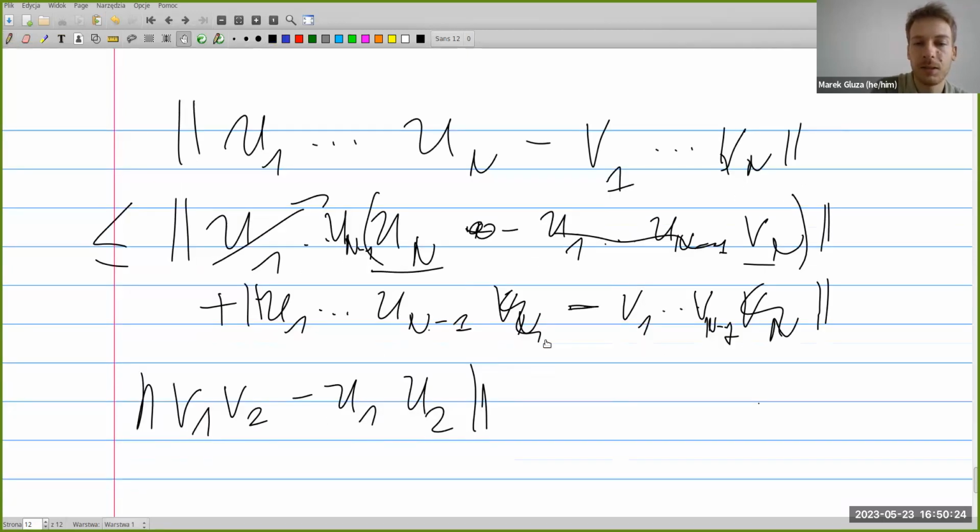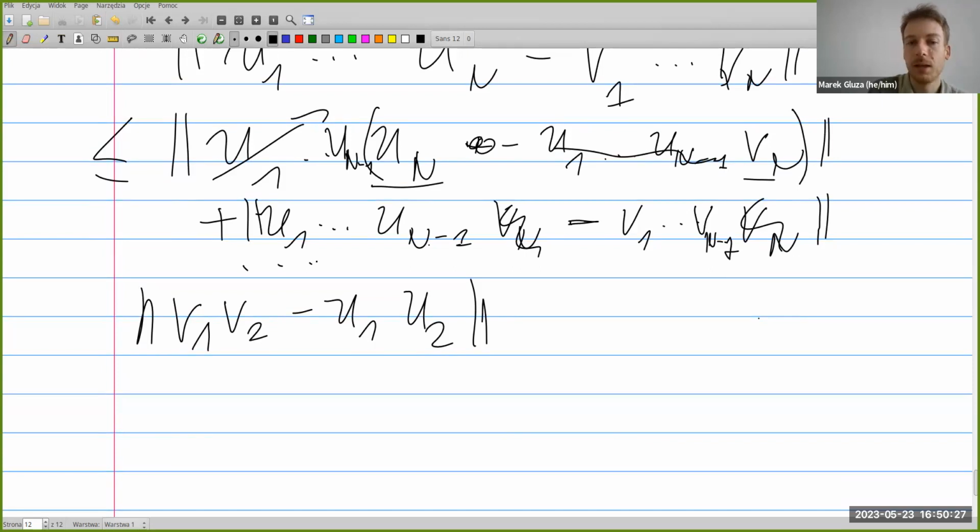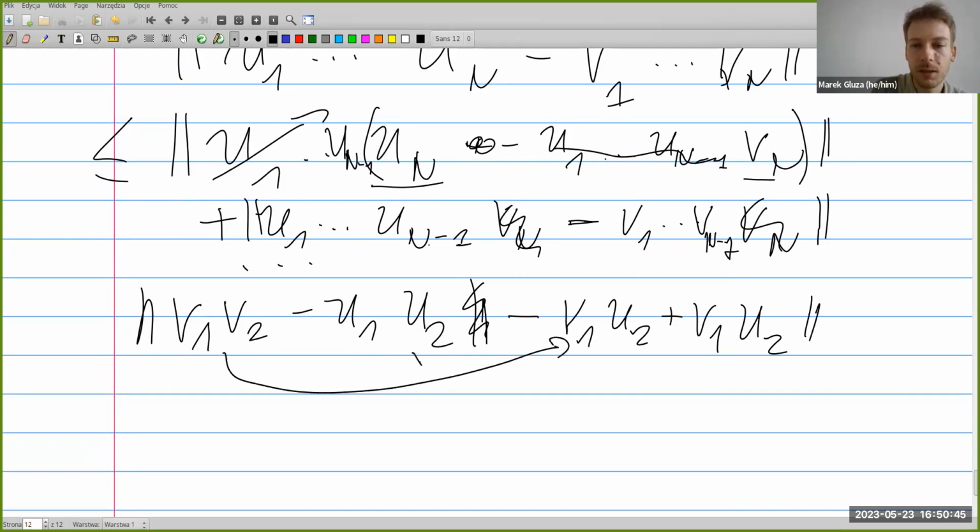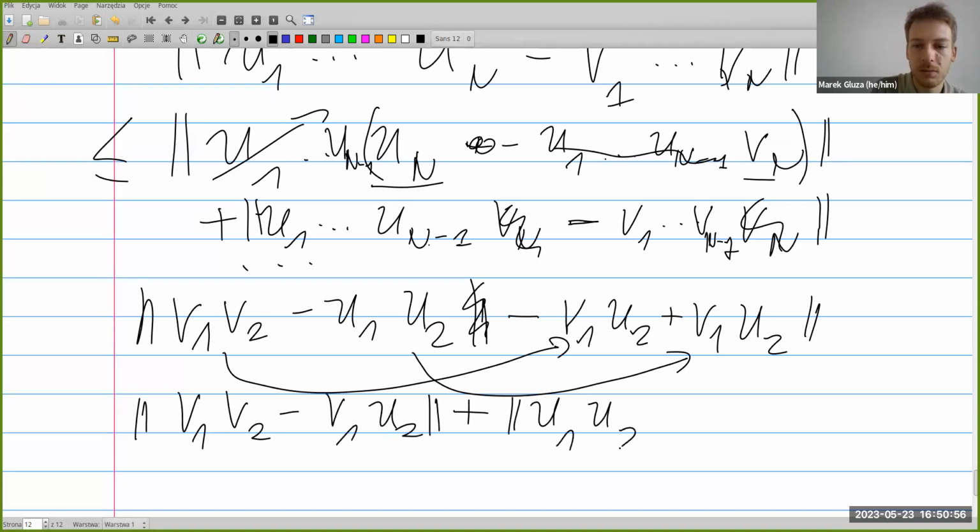So now this one will be easy. So dot dot dot, right? And so let's do this one. V1 v2. Let me add minus v1 u2 plus v1 u2, right? So this one goes with this one, and this one goes with this one. So using triangular inequality, we get v1 v2 minus v1 u2 plus u1 u2, with there was a minus here, sorry, plus v1 u2.